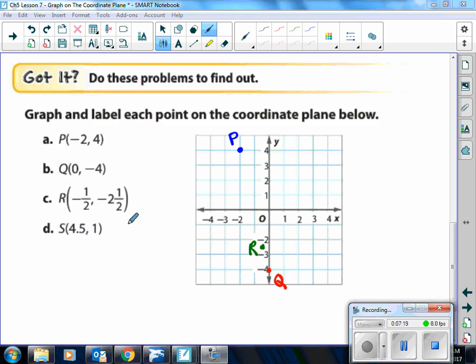And then finally for S, we're going to graph 4 1/2. That's 4.5, right? So 4.5 is also a half, comma 1. So starting at the origin, we're going to go to the right 1, 2, 3, 4 1/2, and then up 1. So here is S.